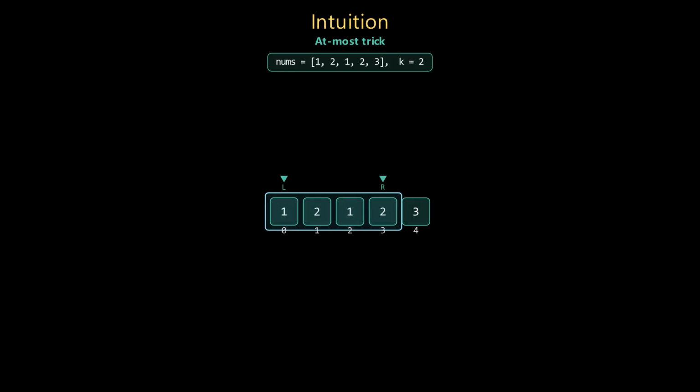If the window has at most k distinct values, every subarray nested inside qualifies too. When the right pointer advances, we gain new valid endings at that edge, one batch per window width. That count is right minus left plus 1.